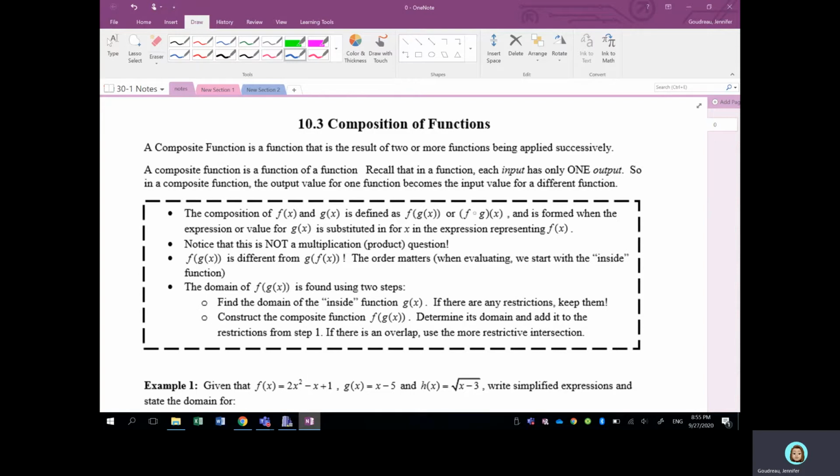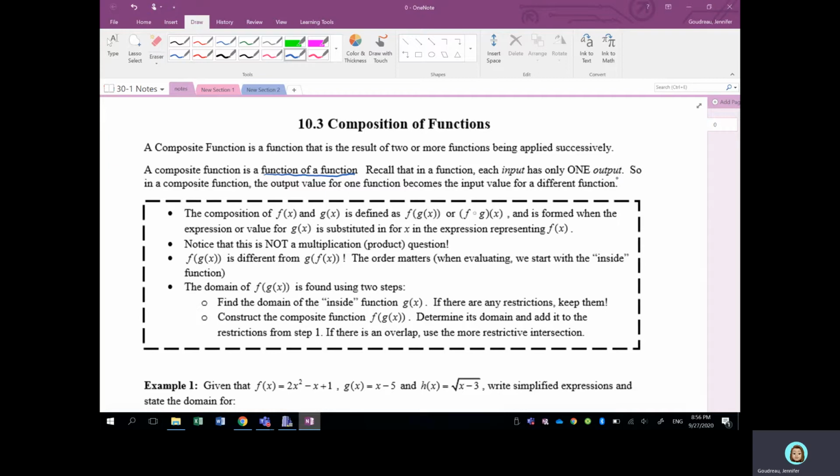A composite function is a function that is the result of two or more functions being applied successively. That is to say that the composite function is a function of a function. Recall that in a function, each input only has one output. In a composite function, the output value for one function becomes the input value for a different function. It's like taking a function and putting it inside the other one.